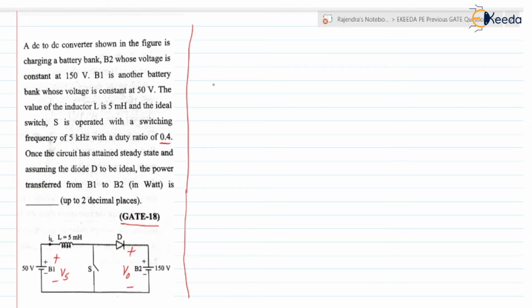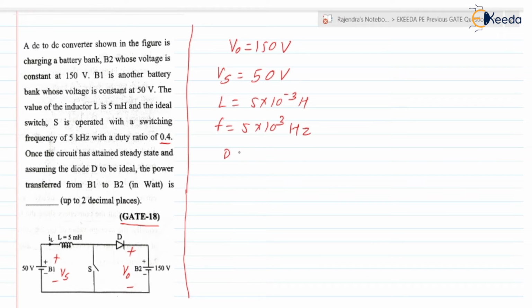So in this way we can find. Here let us first note the given data. V0 is equal to 150 volt. Next, the supply voltage Vs is equal to 50 volt. Next, the inductor L is equal to 5 into 10 to the power minus 3 Henry. Next, switching frequency is equal to 5 into 10 to the power 3 Hertz. This is the switching frequency. Duty cycle D is equal to 0.4.